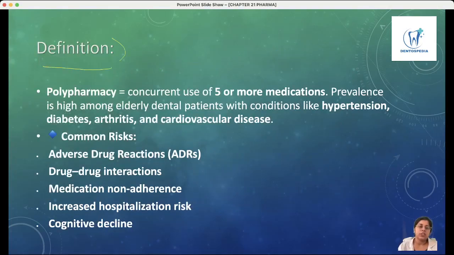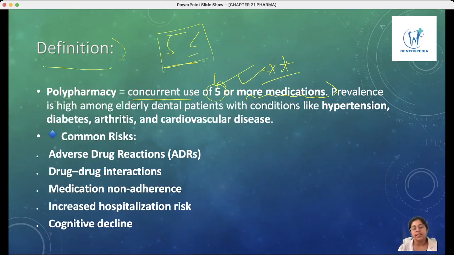Now, what is the definition of polypharmacy? Polypharmacy means concurrent use of five or more medications. So this is the criteria: five or more than five medications should be there. Less than five medications is not considered polypharmacy.